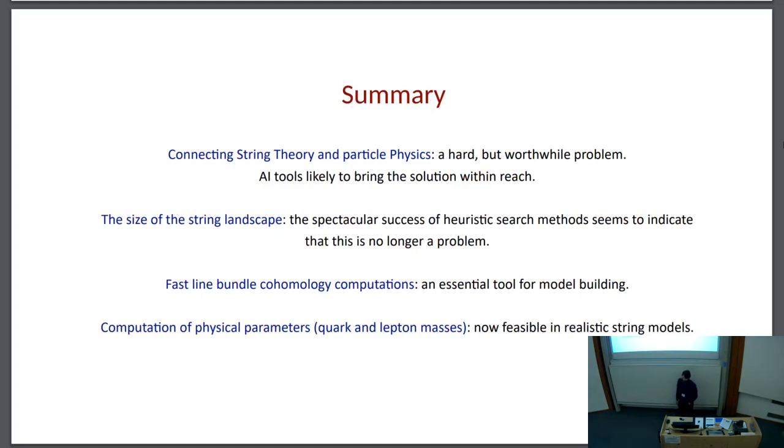The status of moduli stabilization is much better understood in type 2. In heterotic string, I think there is still work to be done, and we are working towards getting the heterotic string more or less on the same footing as type 2 moduli stabilization. And yes, once you are there, there are possibilities, but this is work in progress, so I didn't want to talk too much about it.